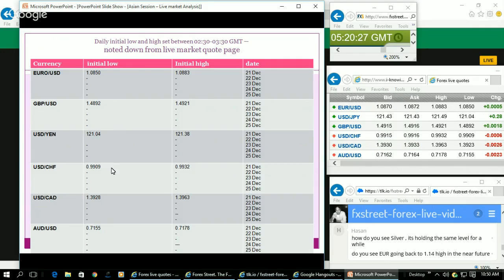And USD yen and USD CHF are expected to gain the levels. Australian dollar: 0.7155 is the low, 0.7178 is the high. They have not breached the low or the high.